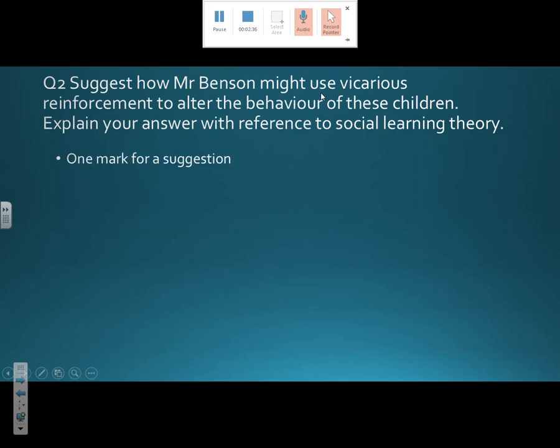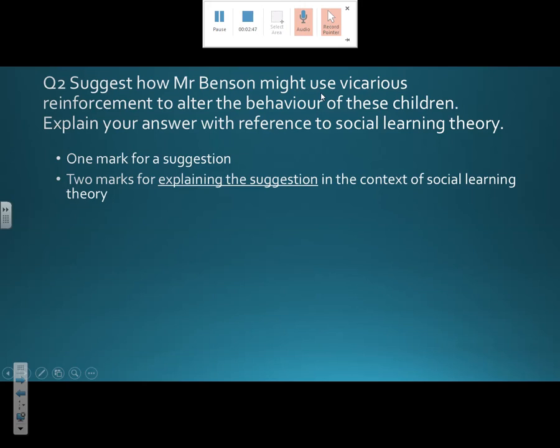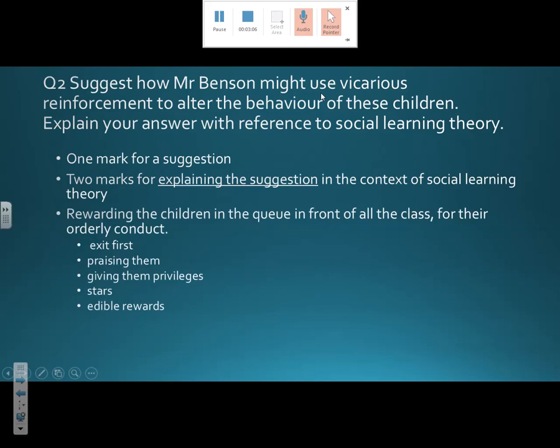And again, this is another one with application. So suggest how Mr. Benson might use vicarious reinforcement to alter the behaviour of these children. Explain your answer with reference to social learning theory. 1 mark for a suggestion and 2 marks for explaining the suggestion. So in the context of social learning theory, 1 mark making the suggestion, 1 mark explaining how the suggestion might work, and 1 mark for contextualising it to the approach. So talking about Mr. Benson, without the contextualisation, no marks.